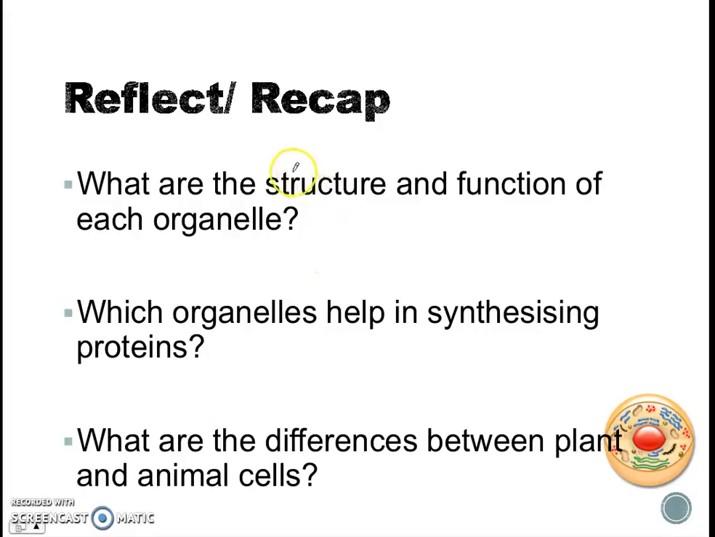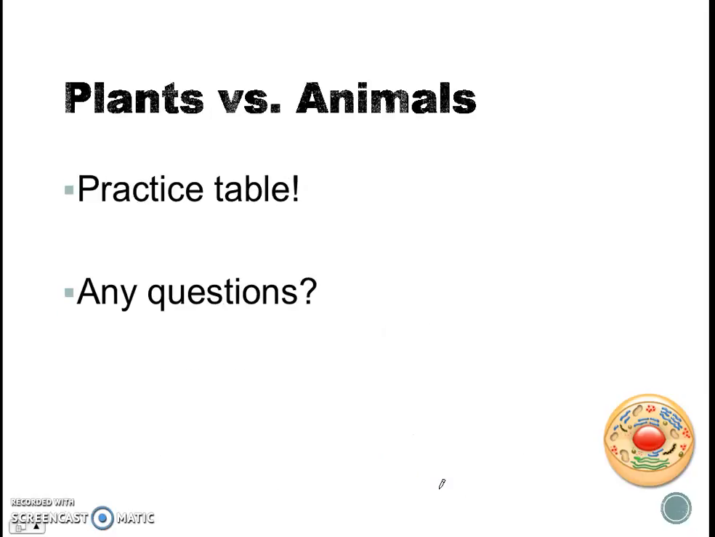Alright, we're coming to the end of this section. So I want you to really consolidate your knowledge. What are the structures and functions of each organelle that you've talked about? You can also reflect on which organelles help to make proteins. Which are the organelles which are actually involved in making proteins? And I want you to also complete that table about the differences between plant and animal cells. So come prepared with the table. We're going to be using it in our next lesson. And please jot down any questions that you have as well. Alright, see you in class.